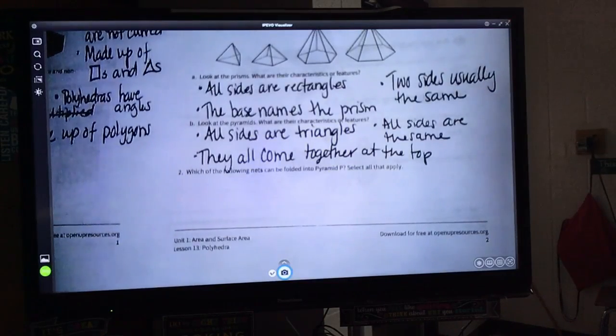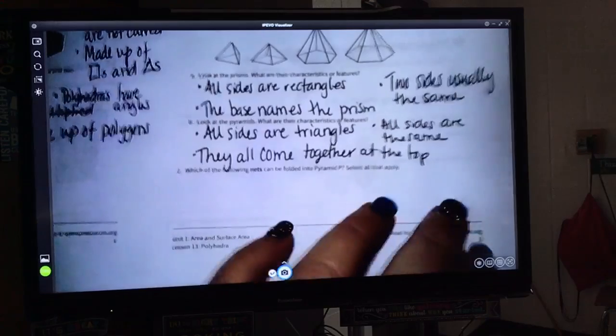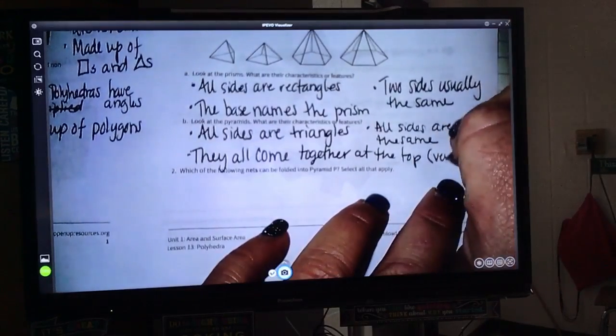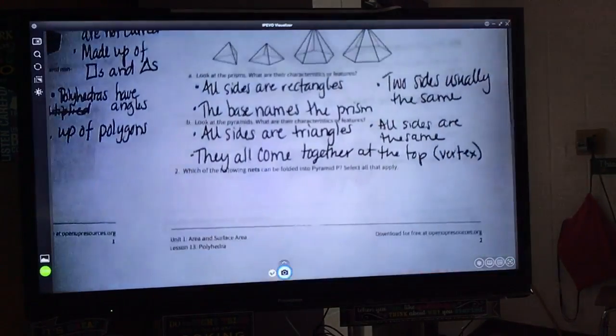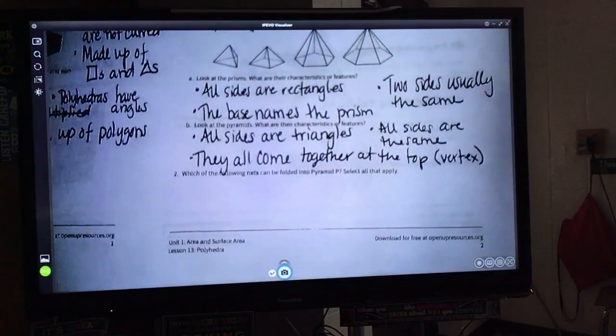There's no top side. There is no top side, right? And there's no top side because what do all of our sides do? They come together. We said top, let's use a mathematical word, and they come to a vertex. Okay, you guys remember what a vertex is? It's a point.